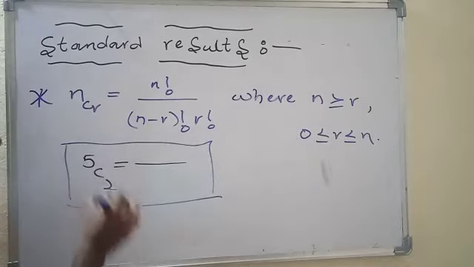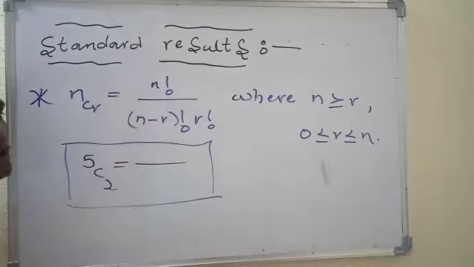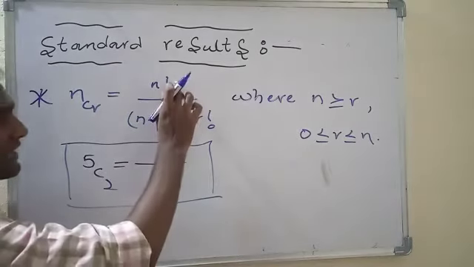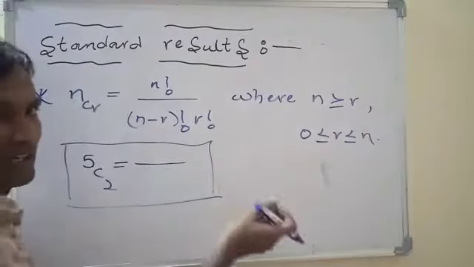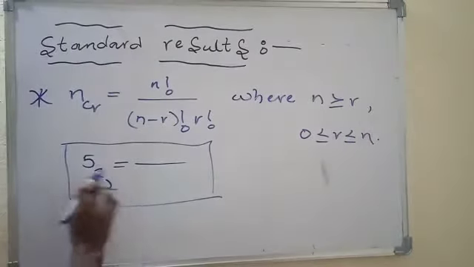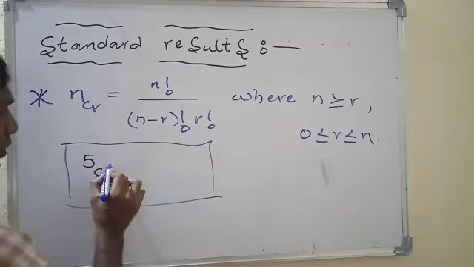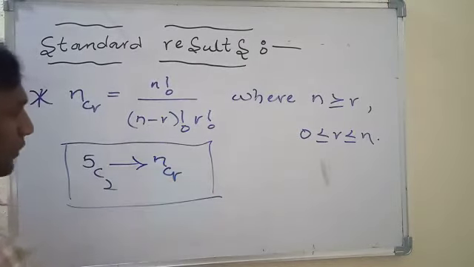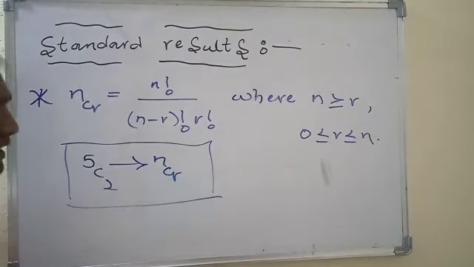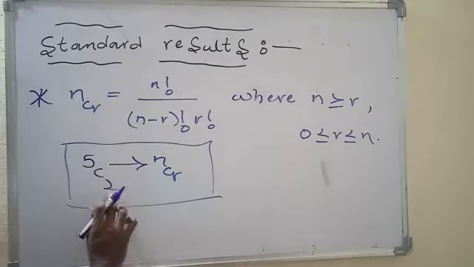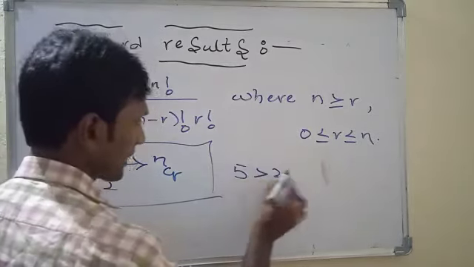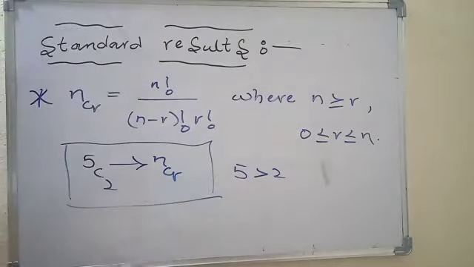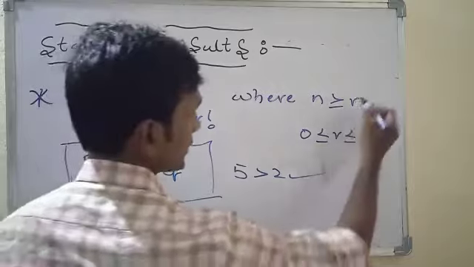To get the value of 5C2, we apply this standard formula, n factorial by (n minus r) factorial into r factorial. To apply this formula, check the conditions of n and r. First of all, the binomial coefficient 5C2 is in the form of nCr, where n equals 5 and r equals 2. 5 is greater than 2, that means n is greater than r. First condition satisfied.